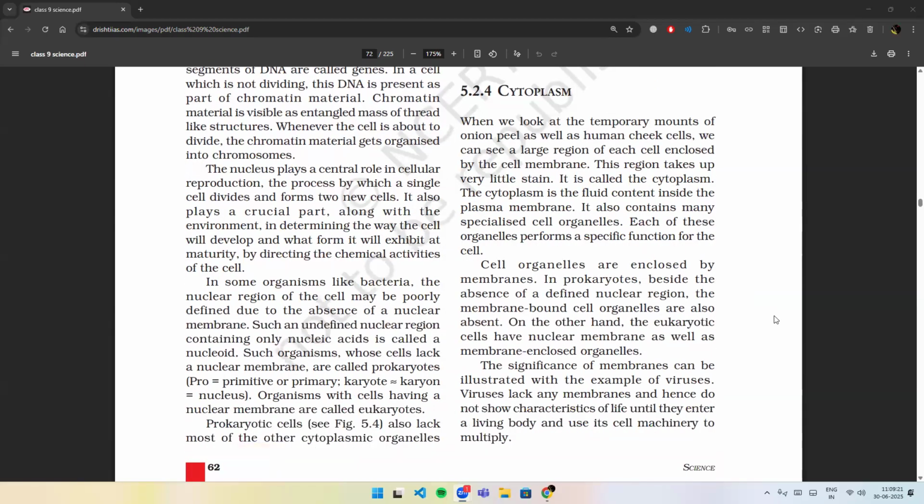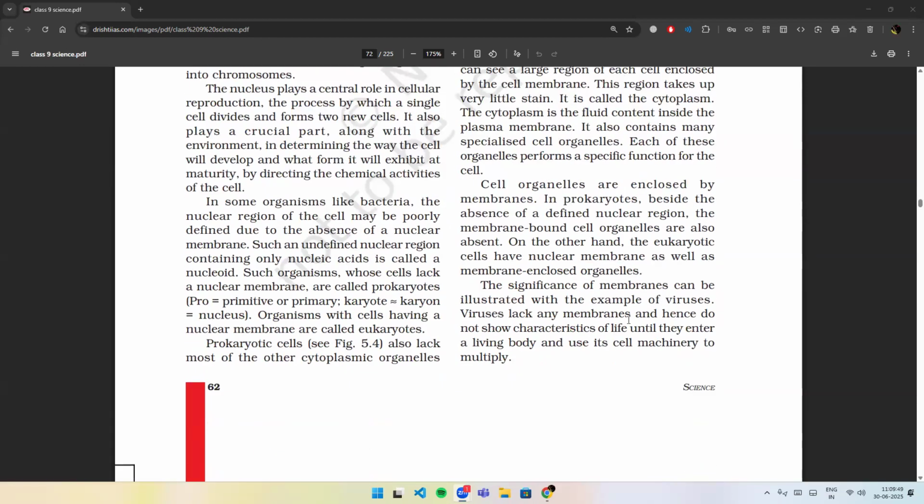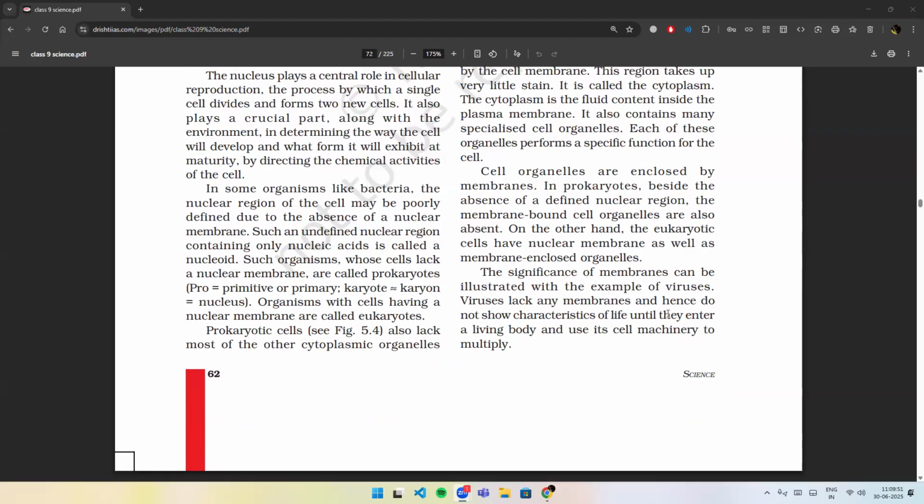Cytoplasm. When we look at the temporary mounts of onion peel as well as human cheek cells, we can see a large region of each cell enclosed by the cell membrane. This region takes up very little stain. It is called the cytoplasm. The cytoplasm is the fluid content inside the plasma membrane. It also contains many specialized cell organelles. Each of these organelles performs a specific function for the cell. Cell organelles are enclosed by membranes.